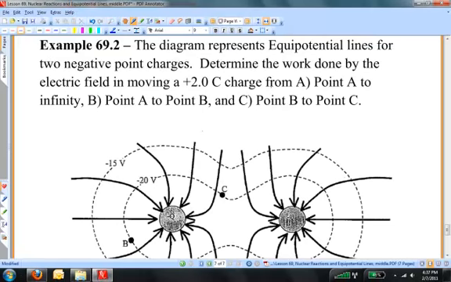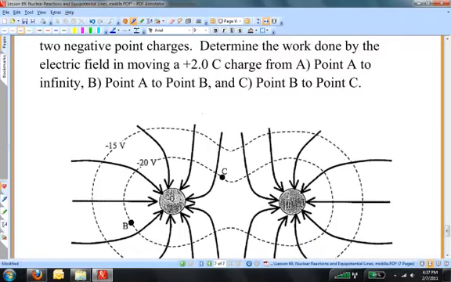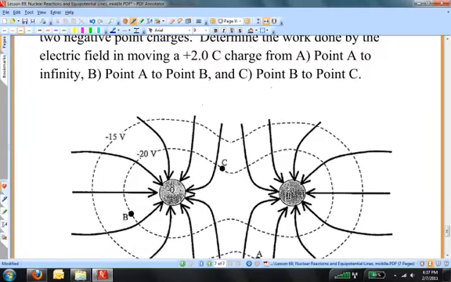So now let's solve this problem that's in your textbook. The diagram represents equipotential lines for two negative point charges. Determine the work done by the electric field in moving a +2 Coulomb charge from, in part A, point A to infinity. B says from point A to point B, and C says from point B to point C. Let's begin with part A. First, I have a charge that I'm dealing with that's +2 coulombs. Now that's a large amount of charge, but that's the charge that your authors give you.